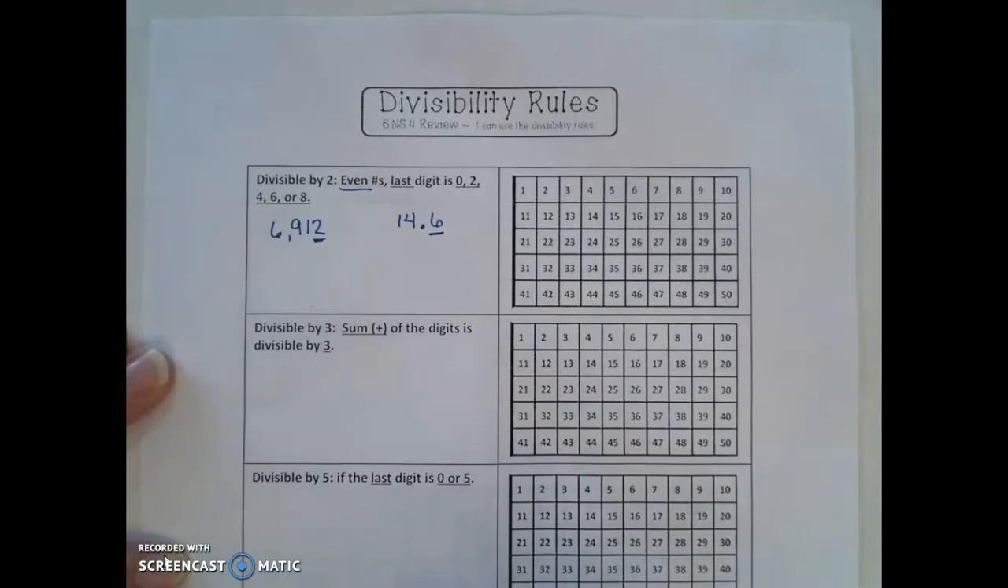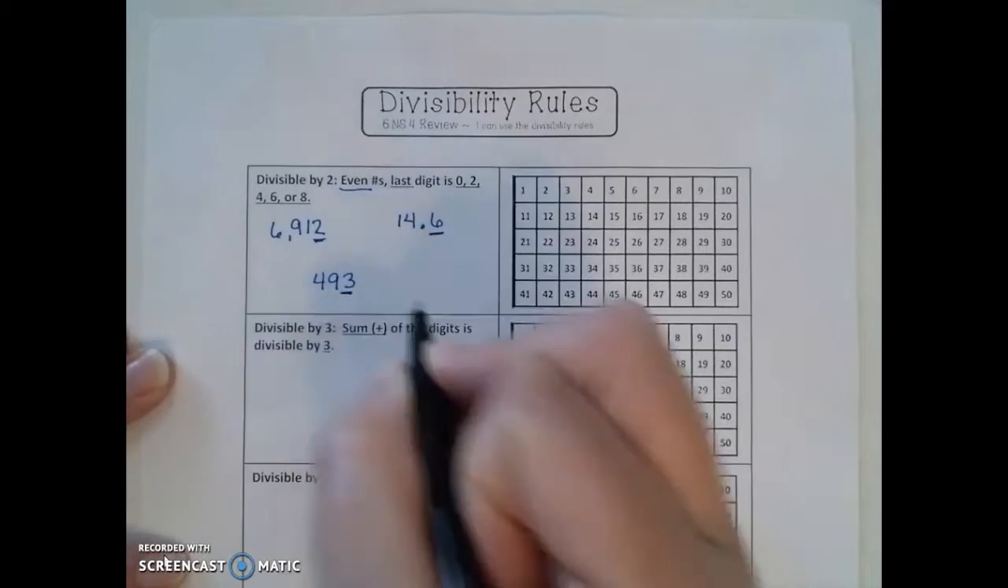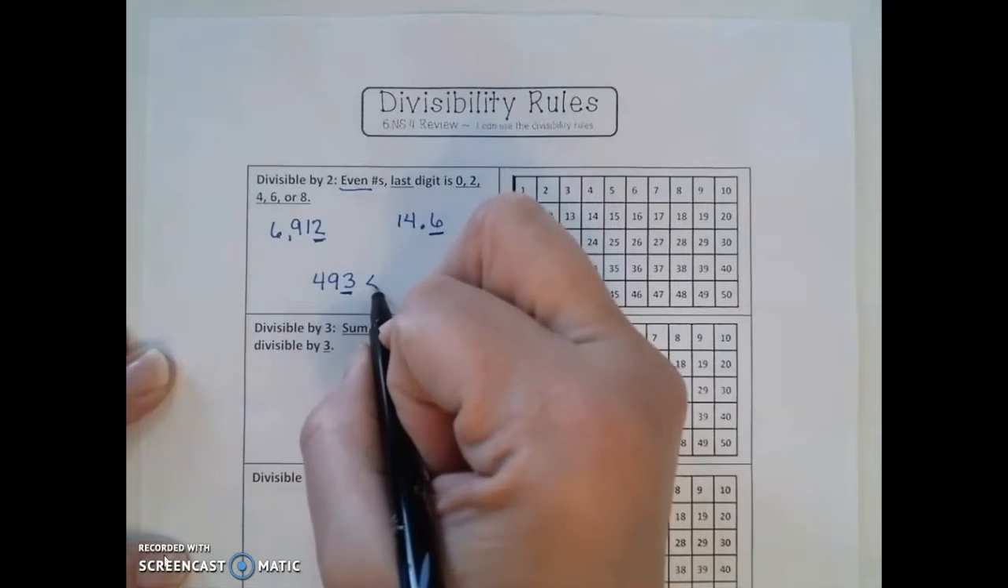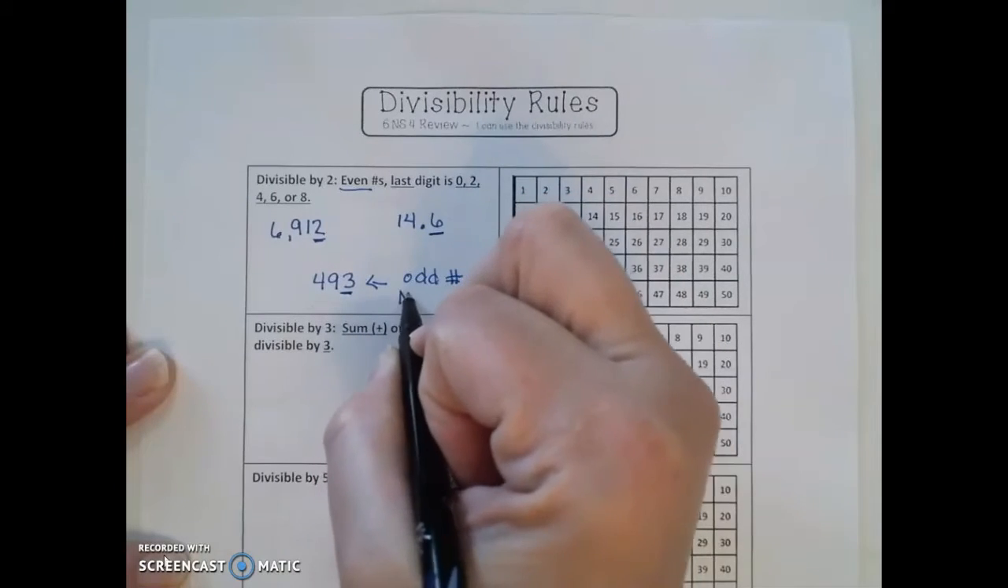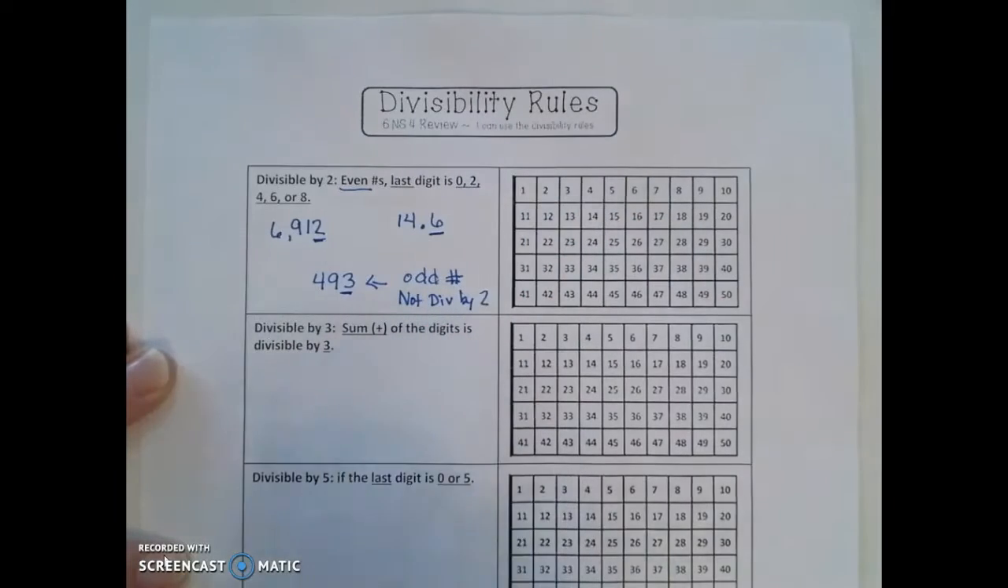An example of a number not divisible by 2 would be an odd number like 493, and because it ends in an odd number, it is not divisible by 2. So this is an odd number. It's not divisible by 2, and I shortened divisible there.